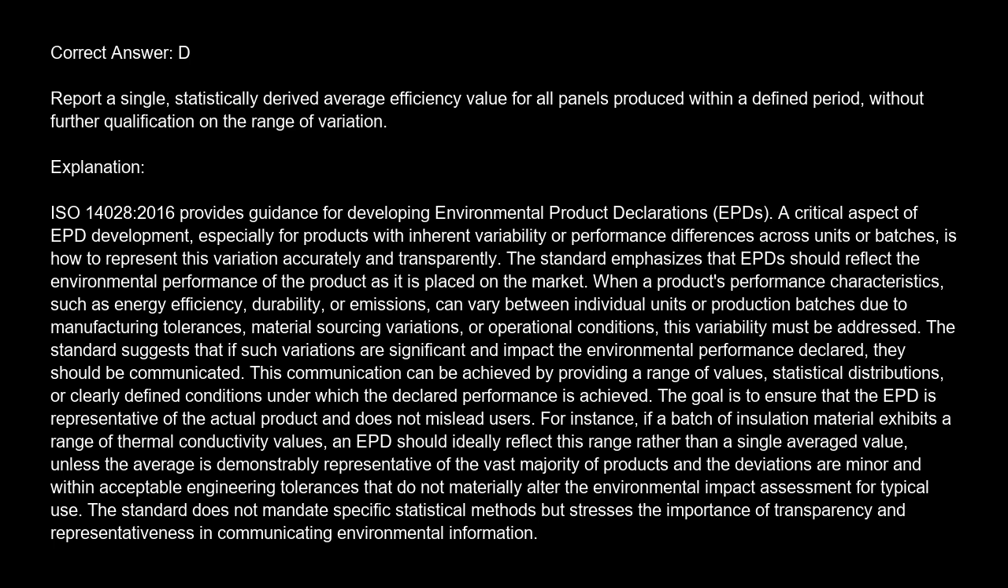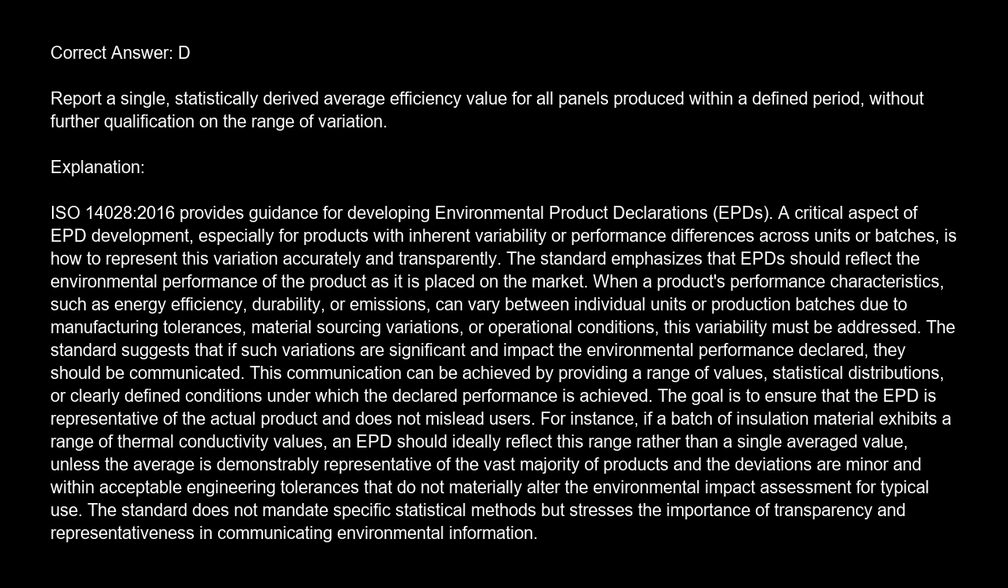Explanation: ISO 14028-2016 provides guidance for developing environmental product declarations (EPD). A critical aspect of EPD development, especially for products with inherent variability or performance differences across units or batches, is how to represent this variation accurately and transparently. The standard emphasizes that EPDs should reflect the environmental performance of the product as it is placed on the market. When a product's performance characteristics, such as energy efficiency, durability, or emissions, can vary between individual units or production batches due to manufacturing tolerances, material sourcing variations, or operational conditions, this variability must be addressed.